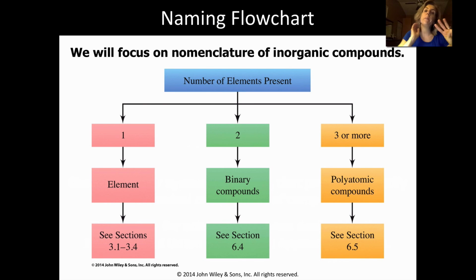Okay, so there are 3 paths for figuring out how to name a compound. The first is element, which is talking about one type of atom. That atom might be bonded to itself, and we'll talk about examples of that. The second path is where you have 2 atoms that are bonded to each other, and we call that binary compounds. And the last one is where you have 3 or more types of atoms, and we call those polyatomic.